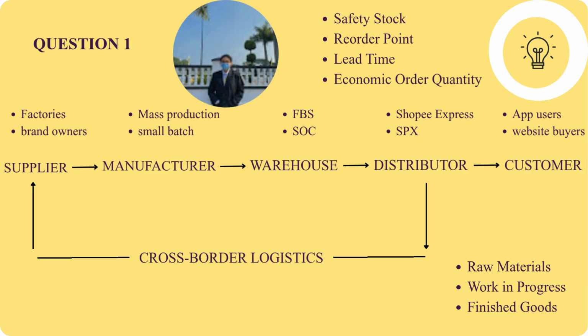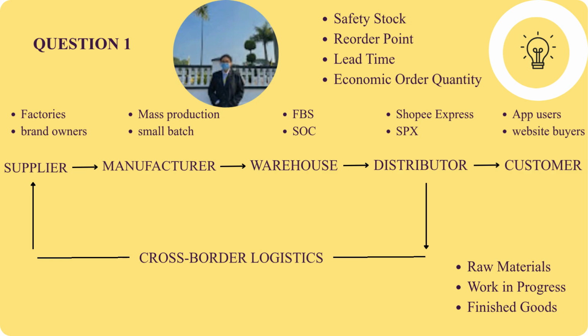Moving to the right, the manufacturer produced the goods. Next is the warehouse, where Shopee used FBS and SOC facilities. Then the distributor, which is Shopee Express or SPX, handle the last mile delivery. Finally, the customer received the product through the Shopee app. You can also see a loop at the bottom for cross-border logistics.